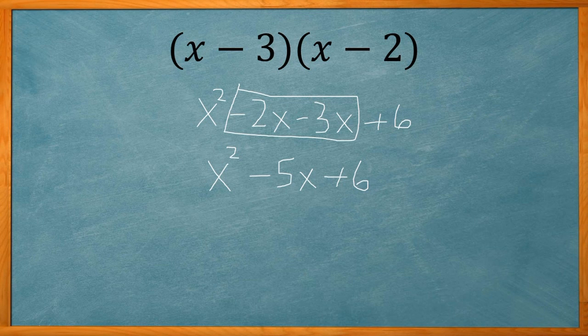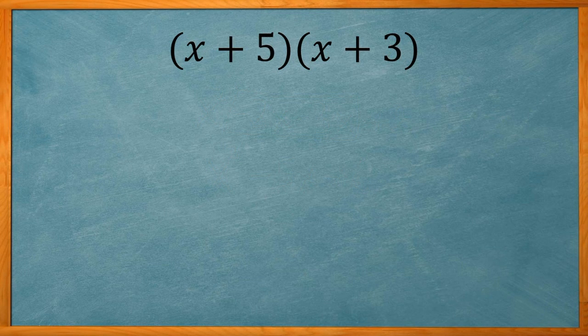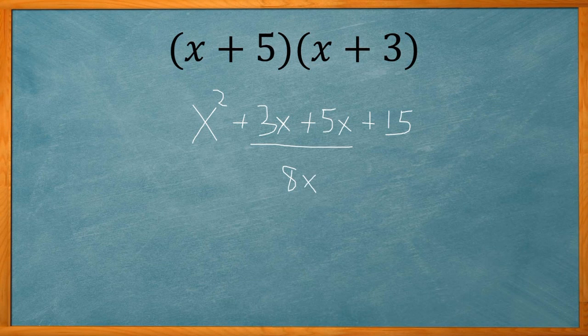All right, in this one, we have two positive ones in the middle here. So simply, x squared, x times 3 gives me 3x. 5 times x is 5x. And 5 times 3 is 15. So combine like terms, that becomes 8x. So we got x squared plus 8x plus 15.